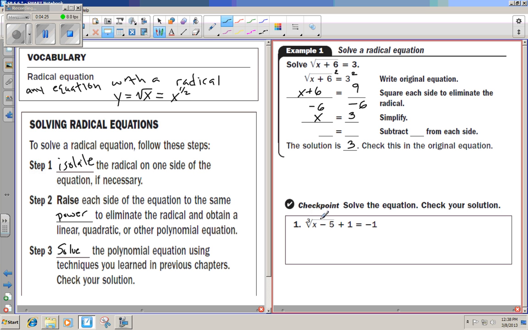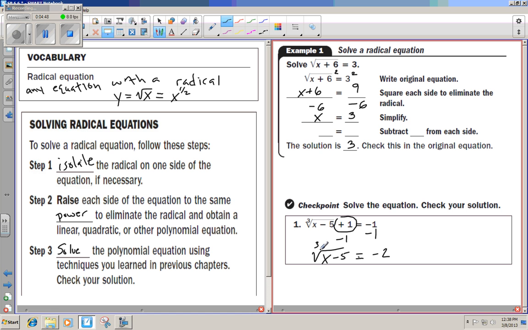Check out this checkpoint question on your note-taking guides. First question, is the radical isolated? And you should see that there's a +1 here. Therefore, it's not isolated. Subtract 1. And now you get that the cube root of x minus 5 equals -2. So, we've isolated it. Raise it to the power.